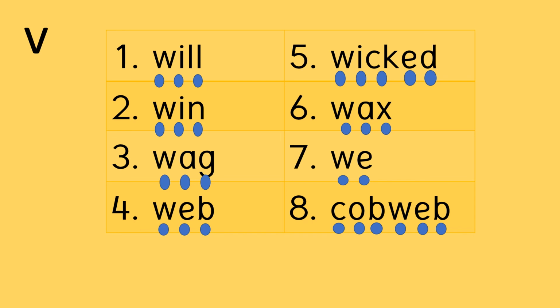Number five. W, i, k, e, d, wicked. That's a hard one, that one. You have a go at that one. Number six. W, a, x, wax. Your turn.